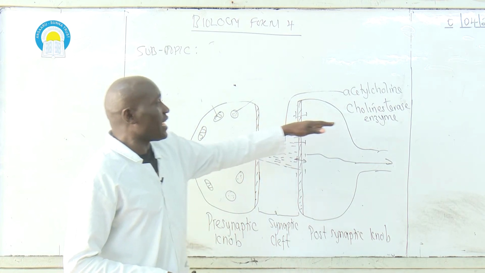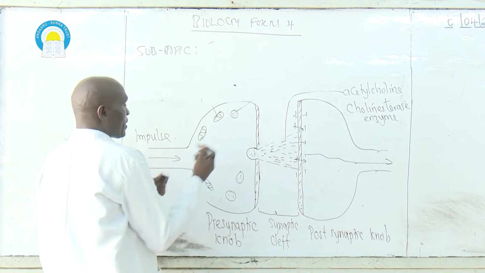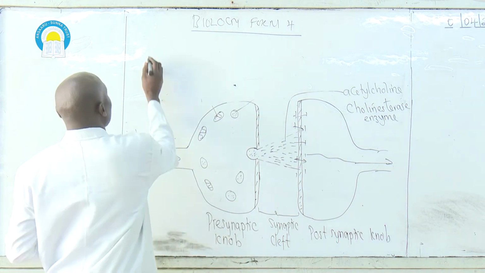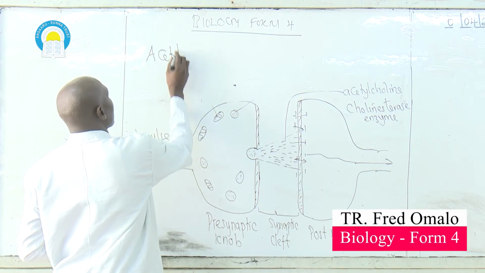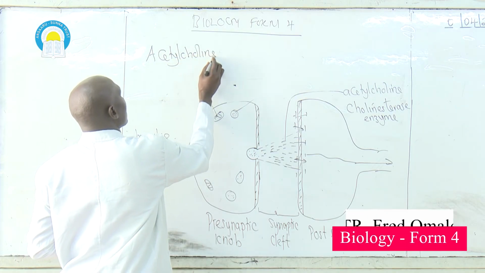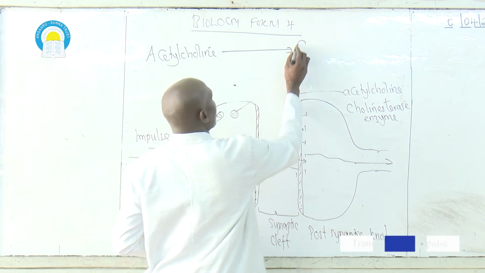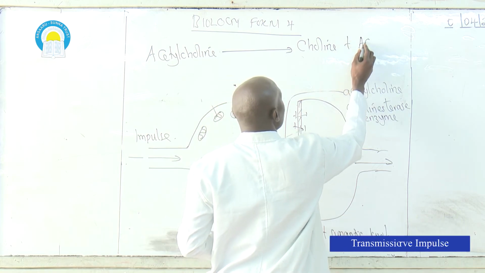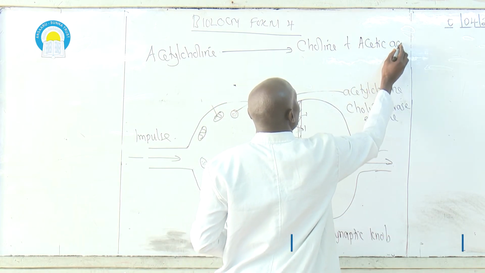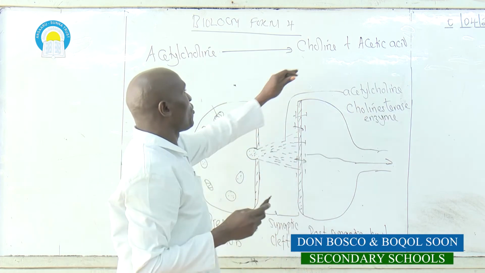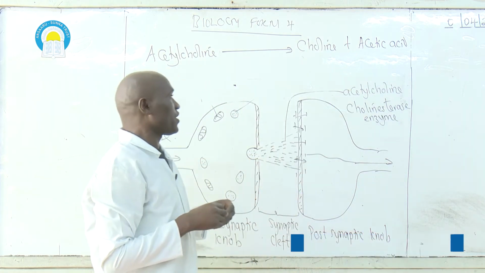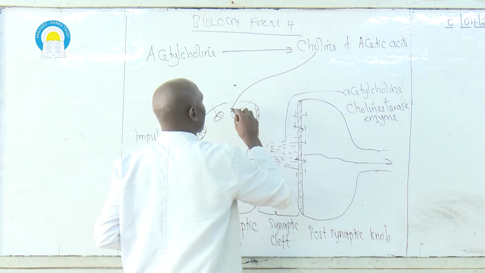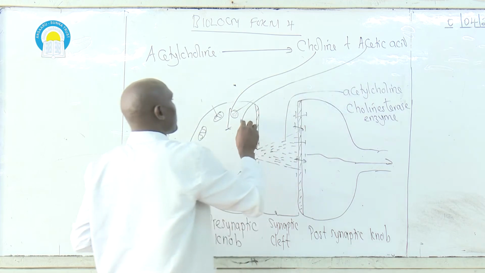So this enzyme choline esterase will break down acetylcholine into choline and acetic acid. Then these two compounds, choline and acetic acid, will be taken back into presynaptic knob.